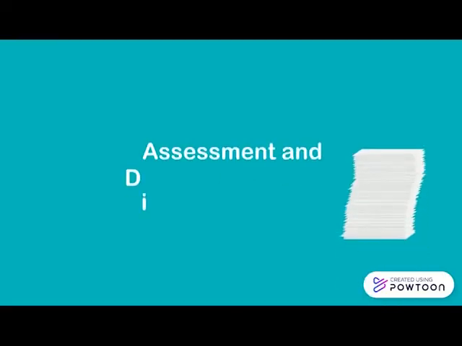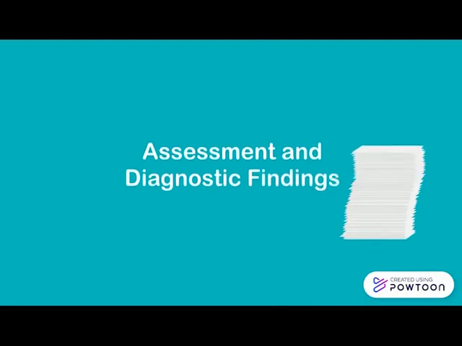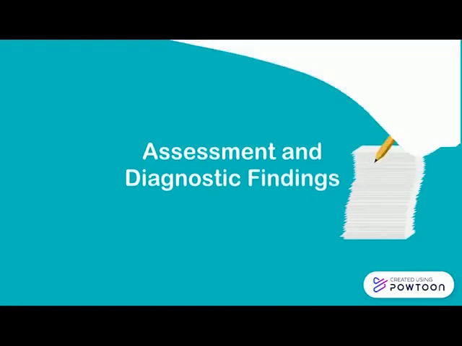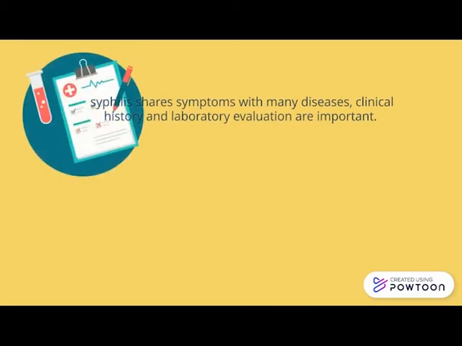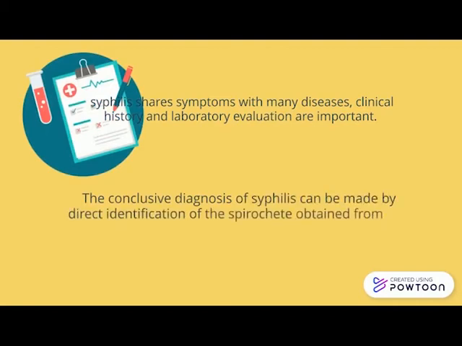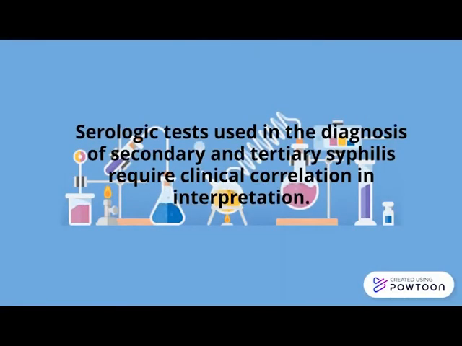Treatment and diagnostic findings. Syphilis shares symptoms with many other diseases. That is why the clinical history and laboratory evaluation are important, so the conclusive diagnosis of syphilis can be made by direct identification of the spirochetes obtained from the chancre lesions of primary syphilis. Serologic tests used in the diagnosis of secondary and tertiary syphilis require clinical correlation in interpretation.